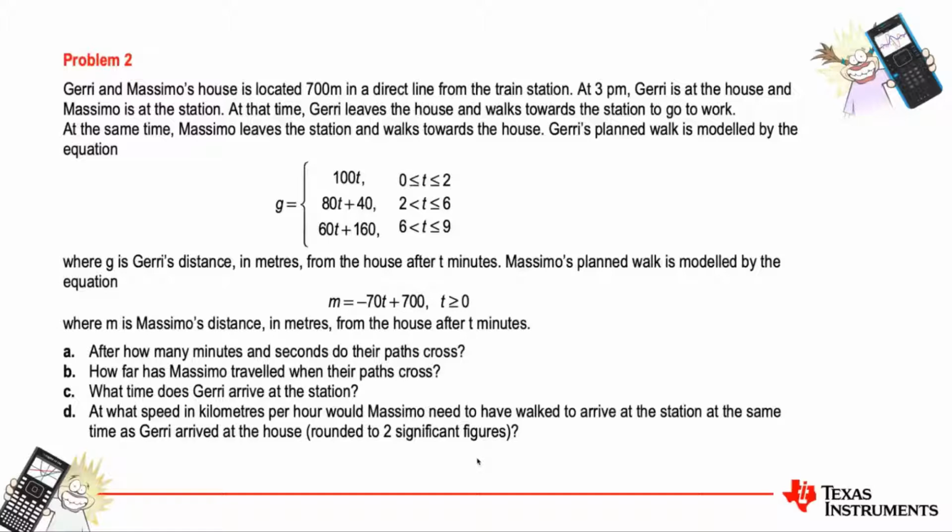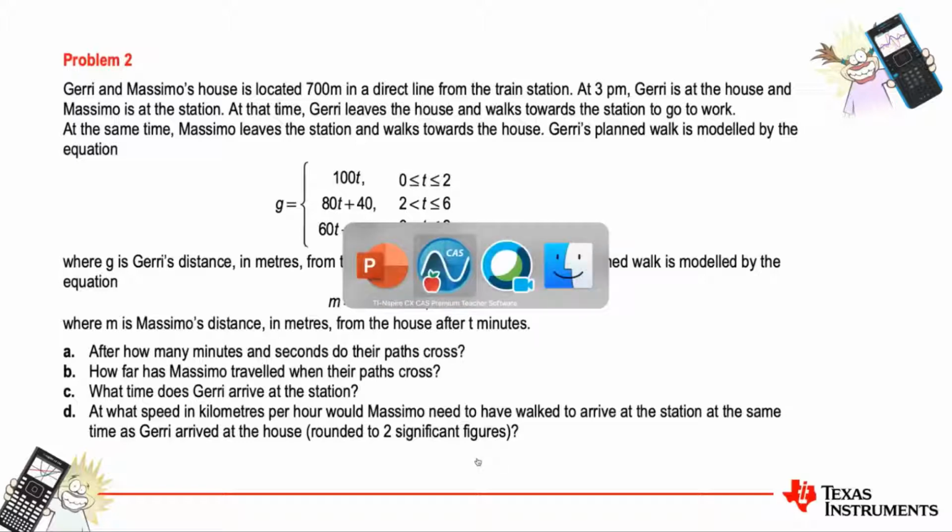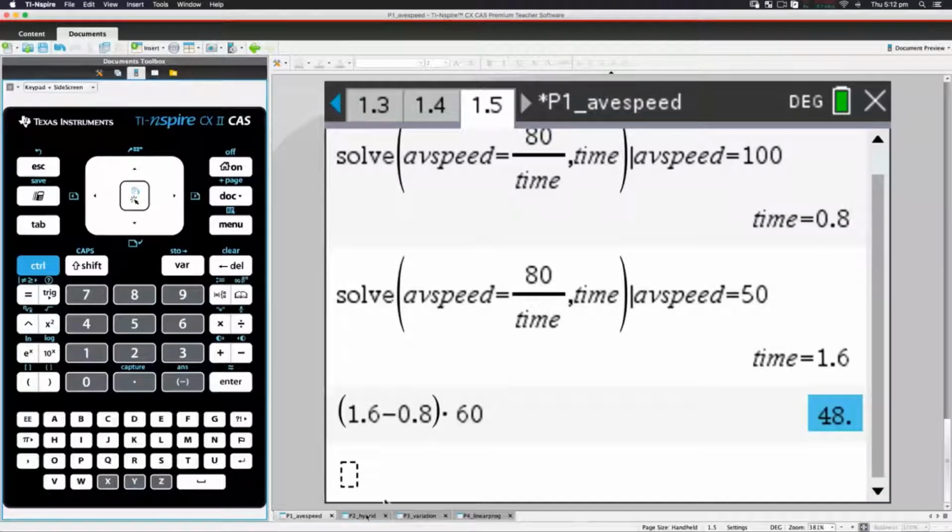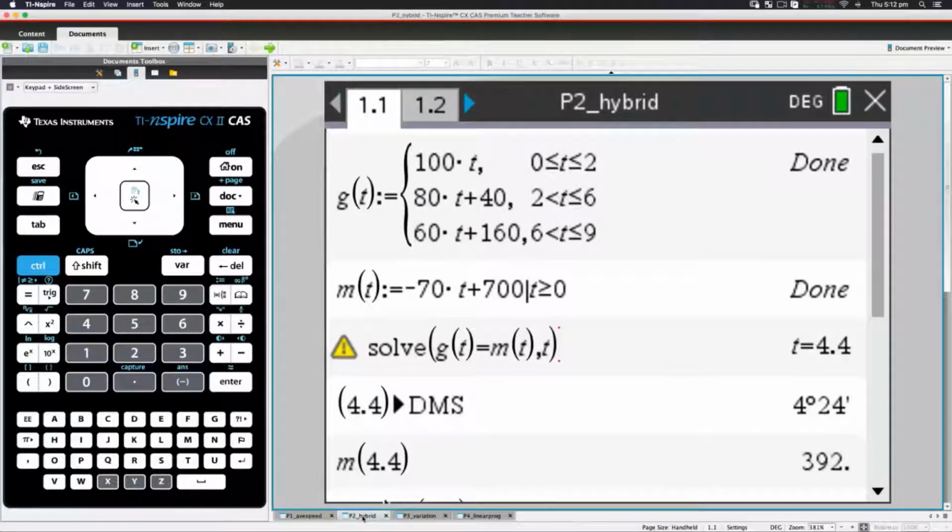So we start with Jerry's rule, which is a hybrid function with 3 parts. And we'll define that and work with that, and then we'll work on Massimo's. So we'll refer back to the question as we work through the problem on the calculator. So back to this, and now we're on to problem 2.